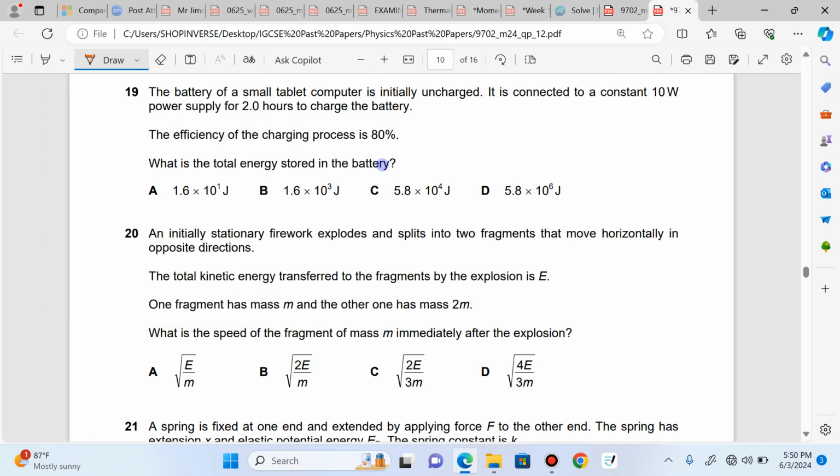Question number 19. A battery of a small tablet computer is initially uncharged. It is connected to a constant 10-watt power supply for 2 hours. We have the power and the time to charge the battery. The efficiency of the charging process is 80%. What is the total energy stored in the battery?